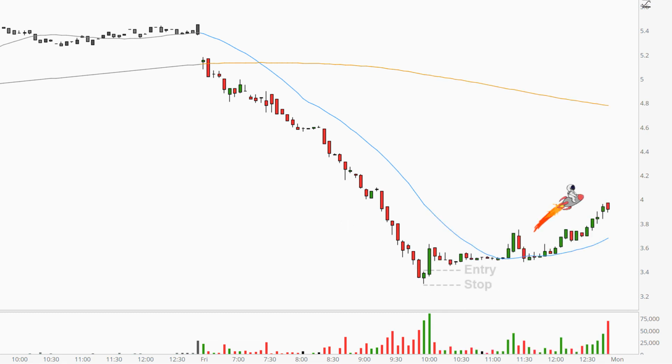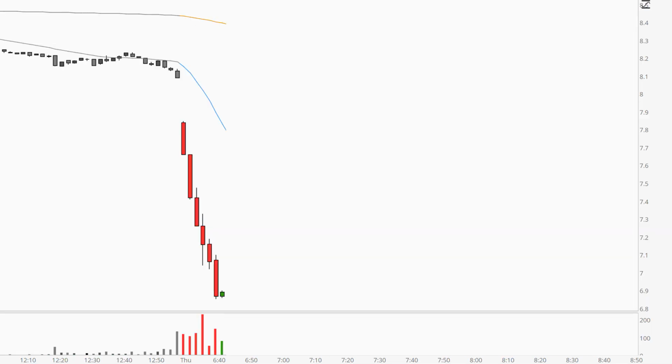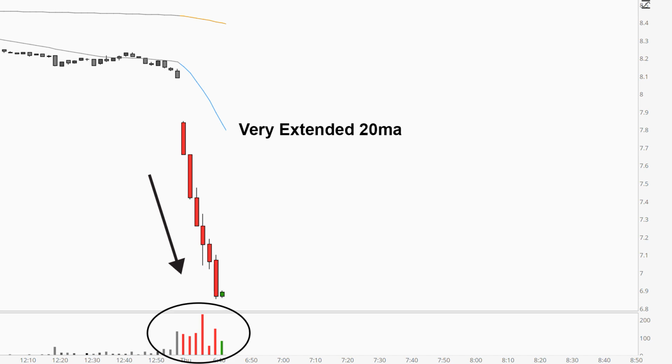All right, one more. Check this one out. This is Geo. I mean, look at the size of those bars. Extension. You've got the volume also. If you have to squint your eyes, tilt your head, and ask yourself, is this climactic? Then the answer to that is probably no.